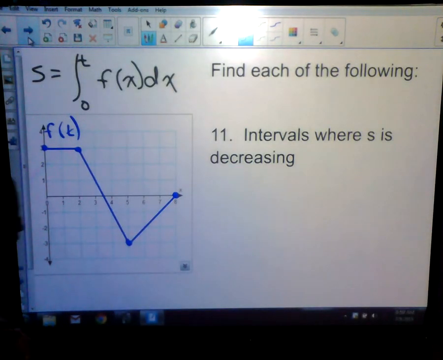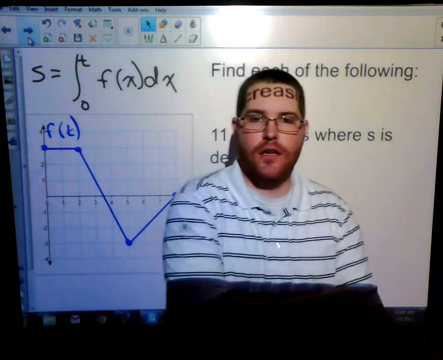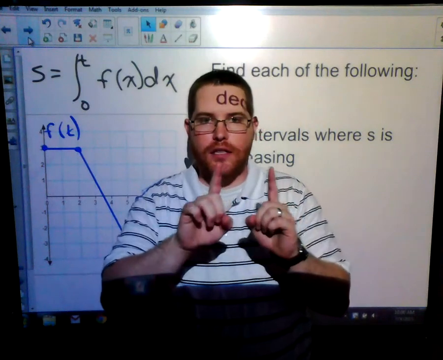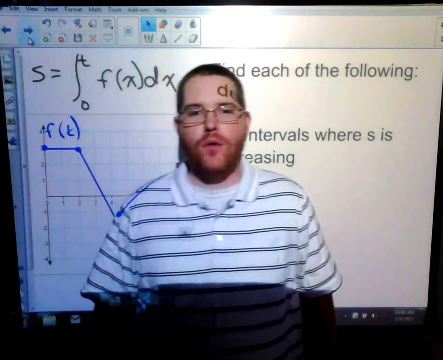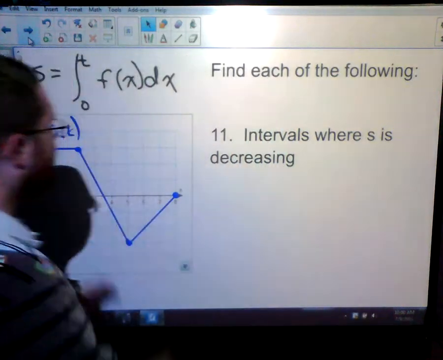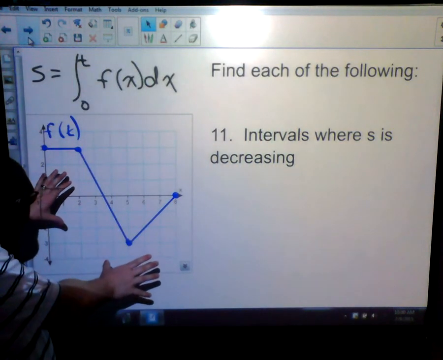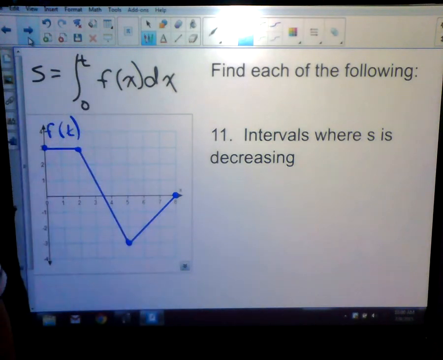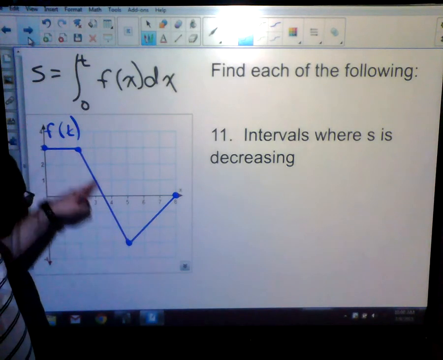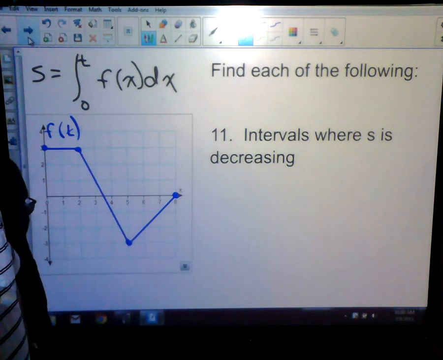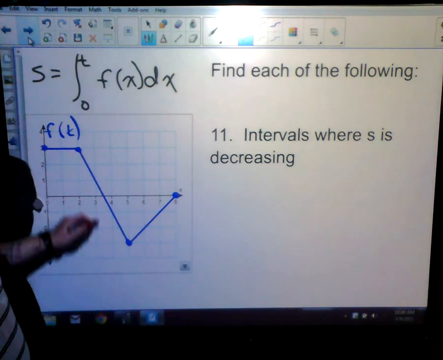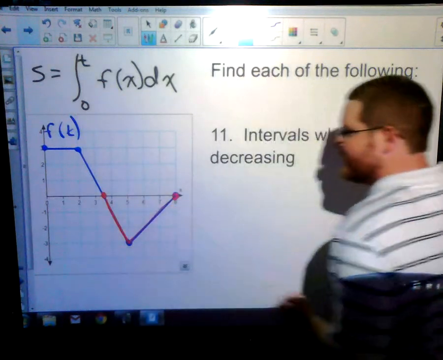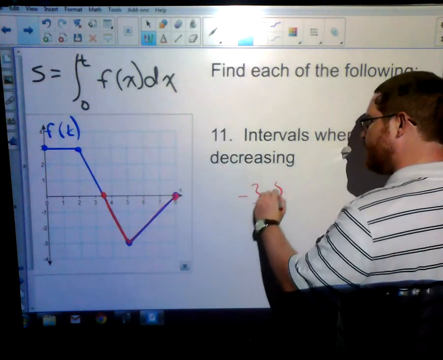Where is S decreasing? Where is the position decreasing? What makes you go backwards? What makes you decrease? It's when your velocity is negative. You go backwards when your velocity is negative. Remember, this is a velocity graph. So I'm looking to see where this graph is negative. Where is this graph negative? Some people want to say here. No, that's not the graph being negative. That's the slope being negative. Where's the graph negative? From here to here. So this part down here is negative graph. -3.5 to 8.